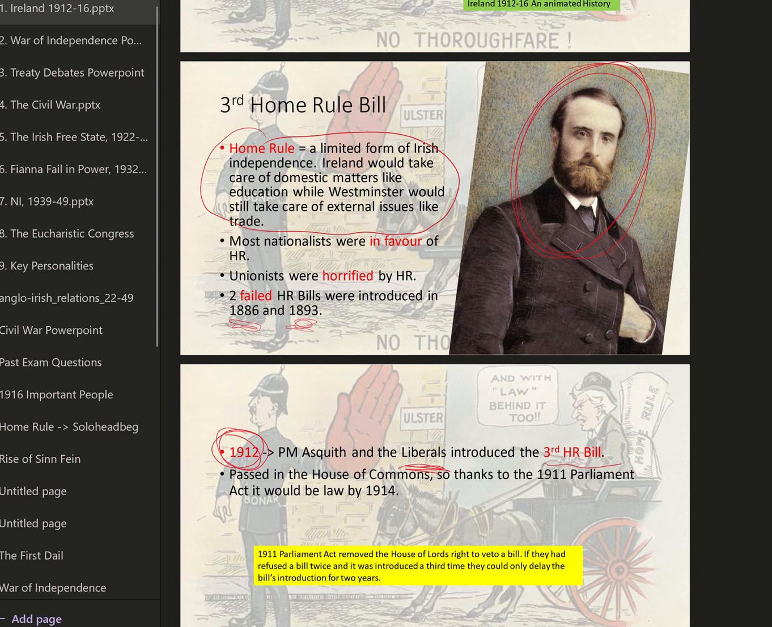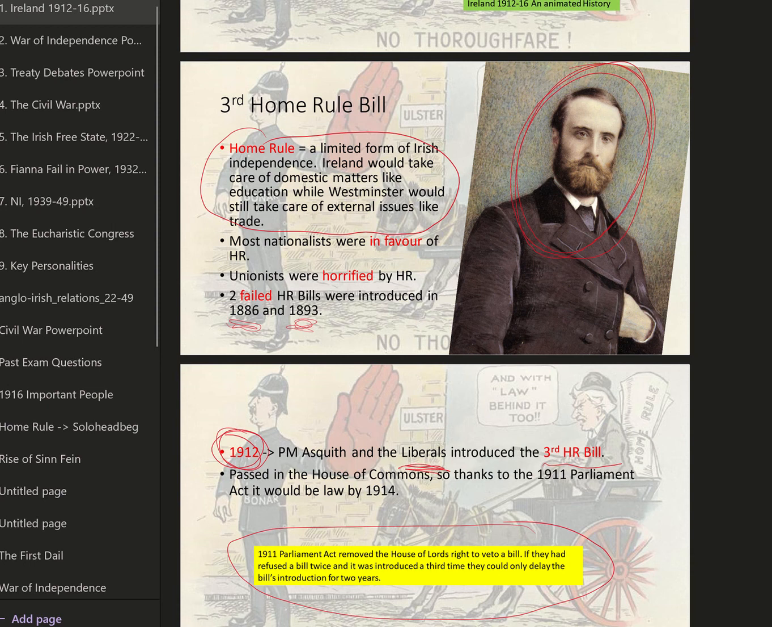That meant it was to become law. Now, passed in the House of Commons, got through the House of Commons, and thanks to the Parliament Act of 1911, which we'll talk about in a second, it would become law by 1914. So the Parliament Act's in the yellow box down here.